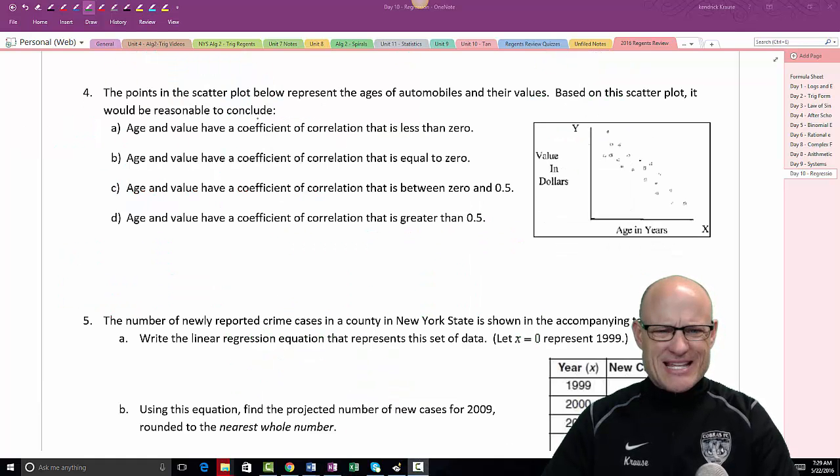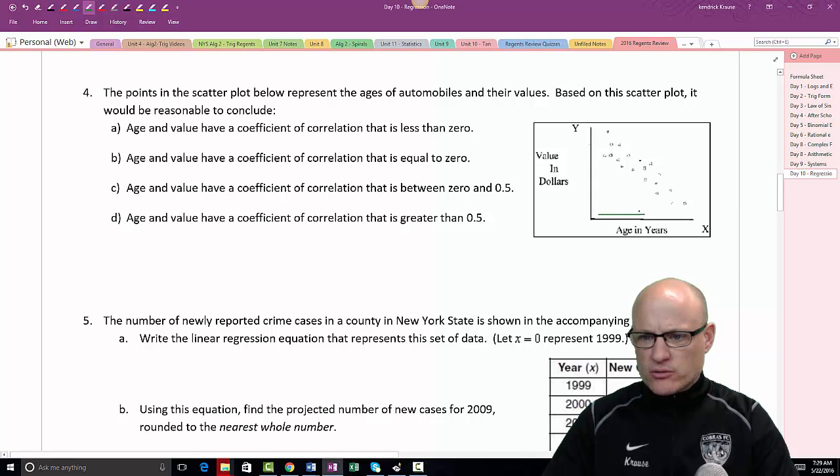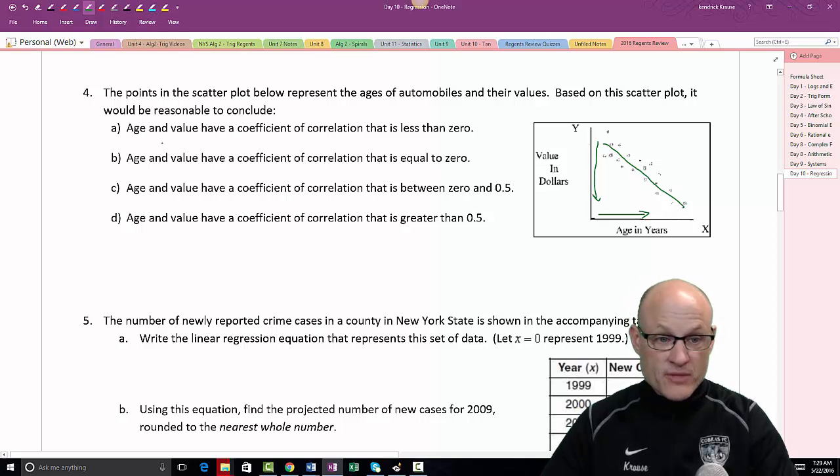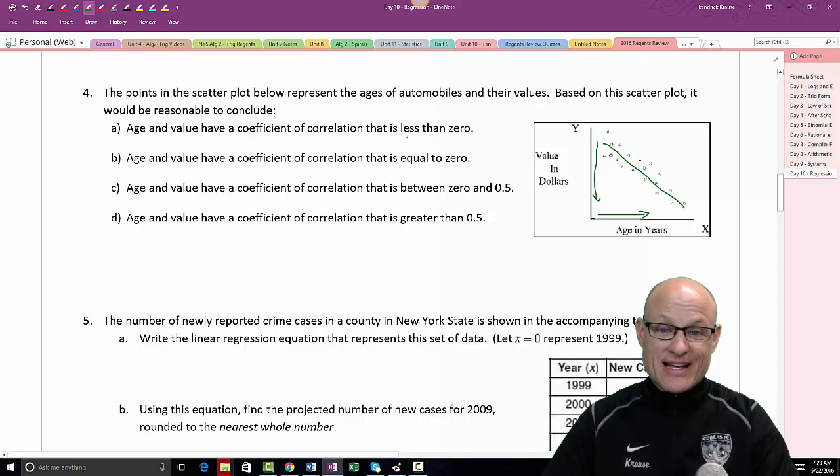Okay, so the points in the scatter plot below represent the age of automobiles and their values. Reading's not very good for me today. Based on the scatter plot, it'd be reasonable to conclude, so as these cars get older, their value is going down, right? So that's got a negative correlation, and it's relatively strong. Age and value have a coefficient of correlation that is less than 0. That looks pretty good because it's coming down and the correlation coefficient is negative.